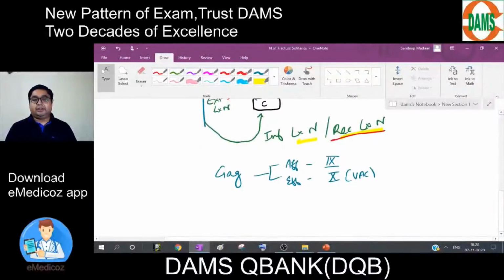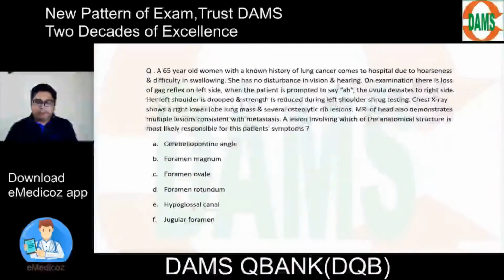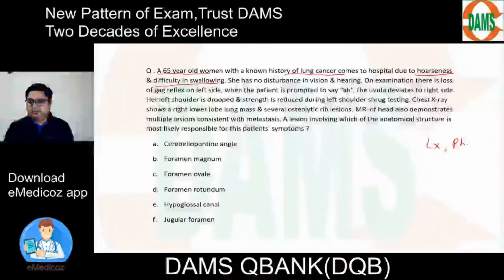Now let us go back to the question and read it again, and let us solve the question like how you in a clinical setting will actually look at the patient, right? Now, a 65-year-old woman, that is the patient's age, and known history of lung cancer, comes to the hospital due to hoarseness. Hoarseness means it is the laryngeal involvement. Difficulty in swallowing, okay, so you can say pharyngeal involvement is there. She has no disturbance in vision and hearing. There is a loss of gag. Now when the gag is involved, you can say that basically this patient is having either the 9th nerve or 10th nerve or both involved.